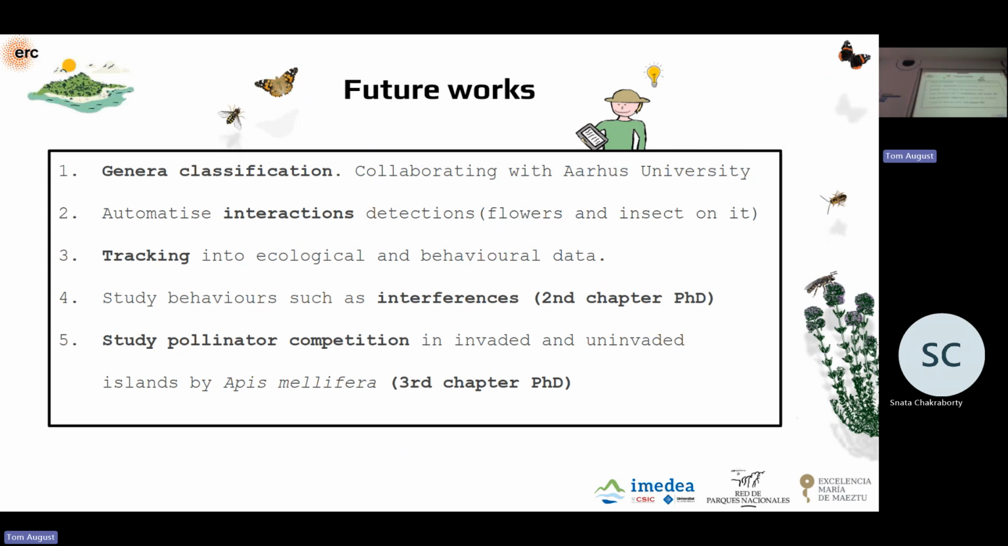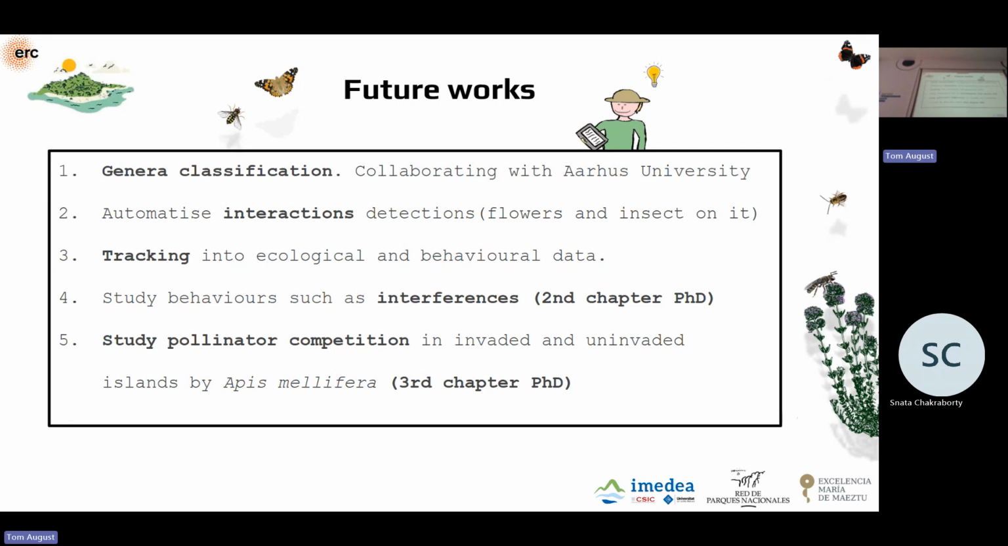And in my PhD, this is my first chapter, so I have to do at least 2 more to defend. And now I'm going to start a collaboration with Aarhus University to go more into general classification. I don't know if you saw the Teams talk yesterday. And at some point I would like to automatize the interaction, so to detect those interactions automatically, not only the pollinator, and also to have the tracking. And at the end, what I want to extract from these methodologies is ecological information.